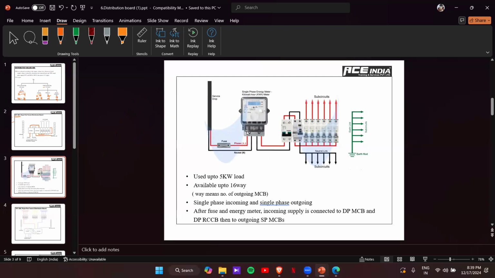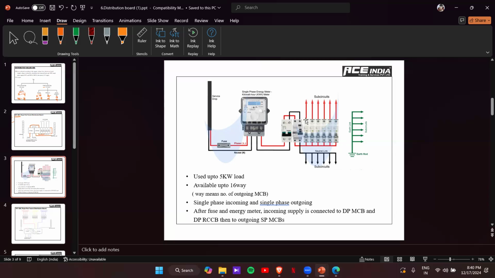Then you'll connect to the energy meter. From the energy meter, it will go to a double pole MCB, and then to the double pole RCCB. From the phase, it will be connected to single pole MCBs. Each single pole MCB will be distributed: one for the hall, the kitchen, bedroom one, or if it's a power load, we'll have AC, geyser.